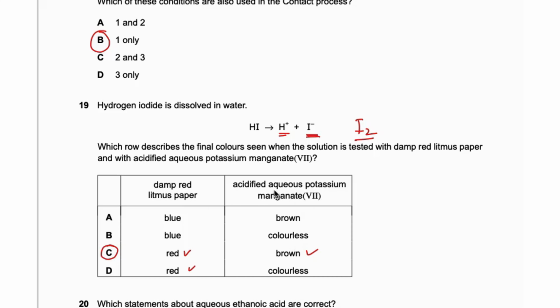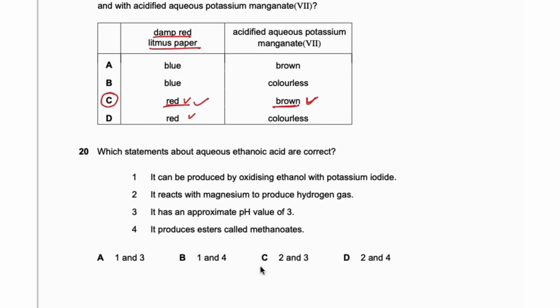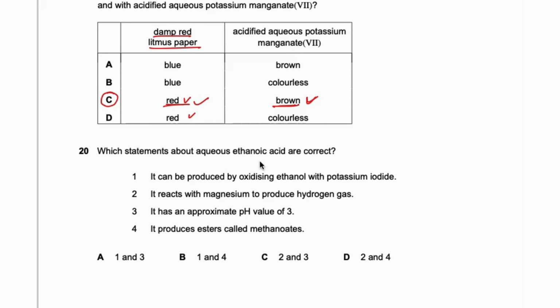In this reaction, acidified aqueous potassium manganate will also turn from purple to colorless, but the colorless will not be visible, the brown color will be visible. So damp red litmus paper will stay red, and acidified aqueous potassium manganate will change color to brown because of the presence of I2. So the right answer is C. 20. Which statements about aqueous ethanoic acid are correct?